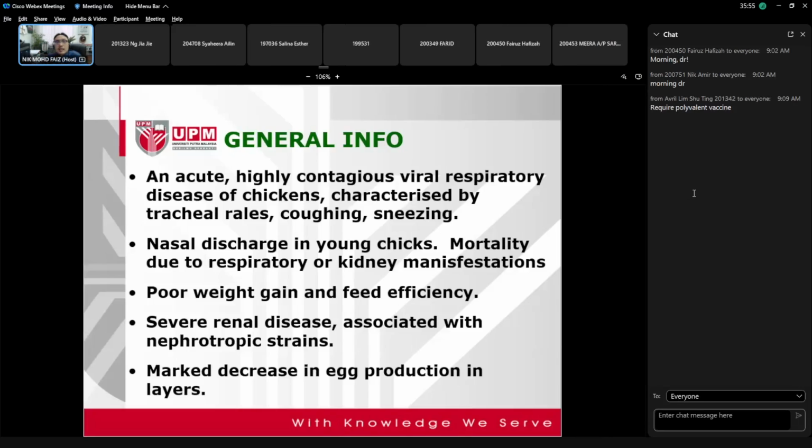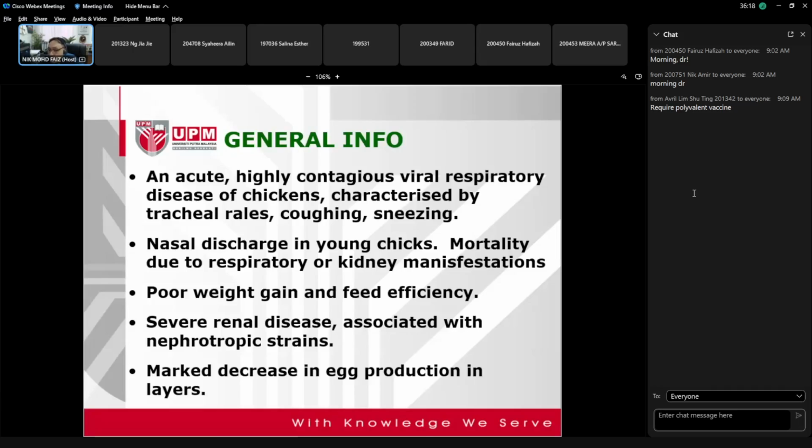Okay, like some COVID. Some strains are more severe than the others. Like Delta, okay, can cause high mortality in comparison with Omicron. Omicron spreads much faster, but can cause milder disease. So it's quite similar with infectious bronchitis.